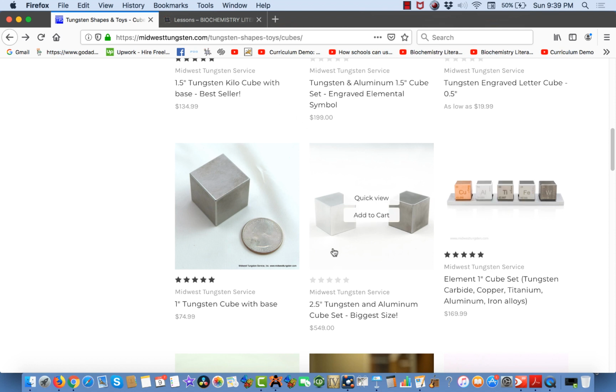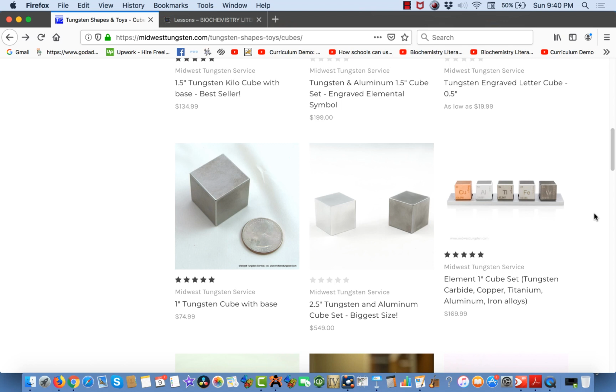So, for example, this set is an aluminum and a tungsten, and it lets you feel this very impressive difference between the atomic nuclei size. There's also this little set here, which I have, which gives copper, aluminum, titanium, iron, and tungsten, and it lets you feel the differences in the different materials.